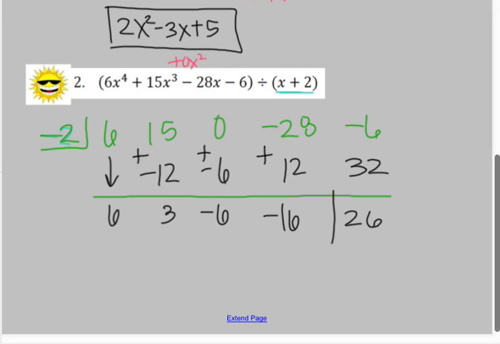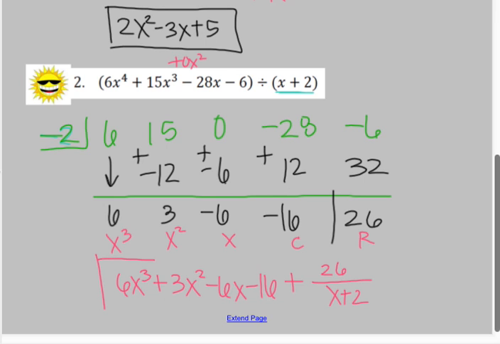So in this case, I do have a remainder. So this is my remainder. This is my c term, or my constant. This is x squared, x to the third. So let's just go ahead and write out our answer. It's going to be 6x to the third plus 3x squared minus 6x minus 16 plus, remember your remainder, 26 over the divisor, so x plus 2. That would be my solution for example 2.